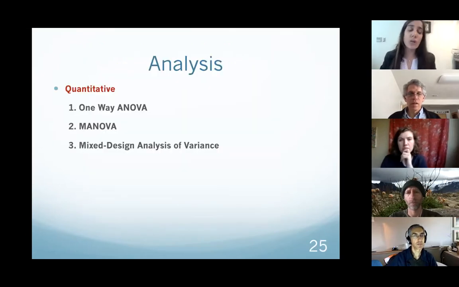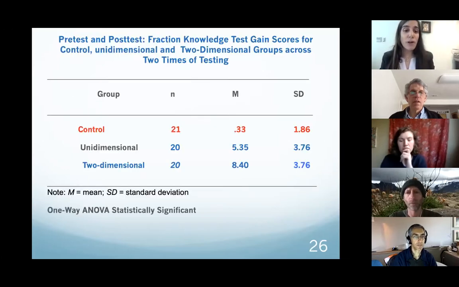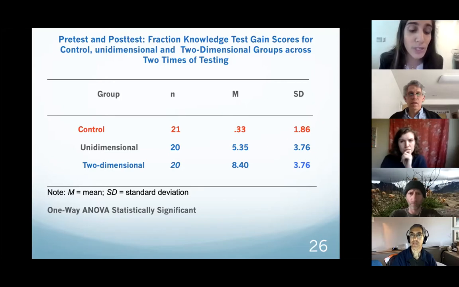So I did a quantitative analysis on this. I did a one-way ANOVA, a MANOVA, and a mixed design analysis of variance. For the one-way ANOVA, both conditions, the unidimensional and two-dimensional condition, as expected, improved more than the control. However, there was a difference between the two-dimensional and unidimensional group in that the two-dimensional group improved the most from pre-test to post-test, more than the unidimensional group.